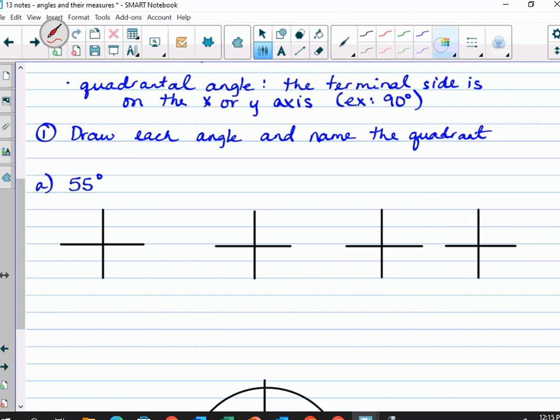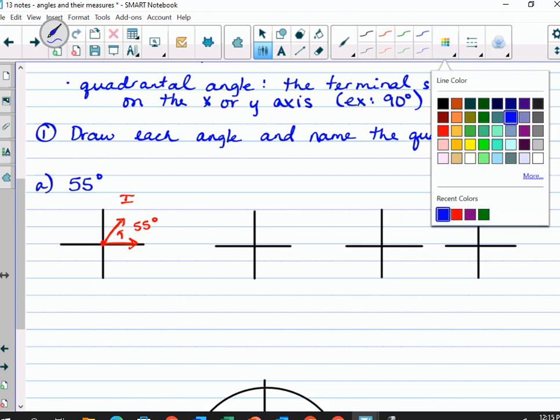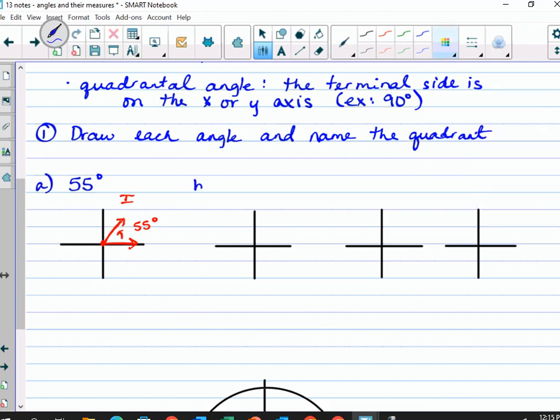All right, guys, so 55 degrees. What quadrant is that going to be in? 1. So you're going to draw, there's my initial side. 55 would be just a little more than halfway through the first quadrant. I'm not looking for perfection here. Just something roughly like that. You can throw the little arrow in so we know which way we're going. And tell me quadrant 1. Okay, so just a little picture for me. You guys get to try B, C, and D.